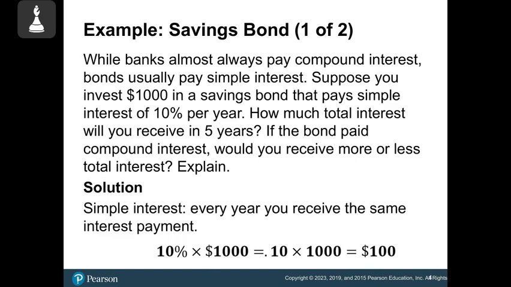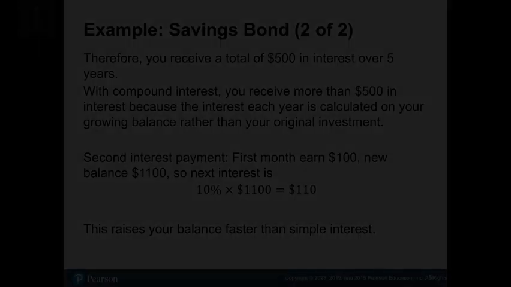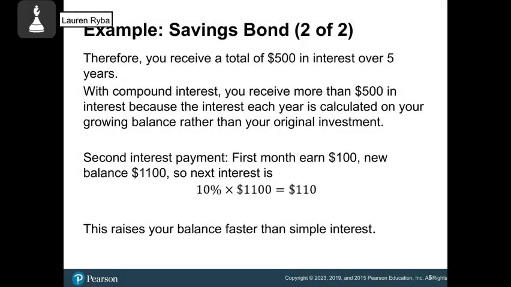The bond will receive simple interest, which means that it will receive 10% of the $1,000 every year. So 10% times $1,000, 0.10 times $1,000, you're going to get $100 of interest every year. That means in total, you would get $500 of interest over the 5 years. $100 year 1, $100 year 2, $100 years 3, 4, and 5. Okay? With compound interest, you're going to get more than $500.